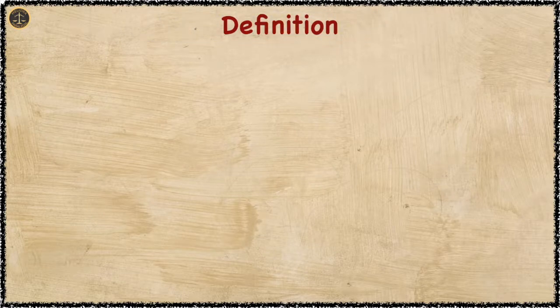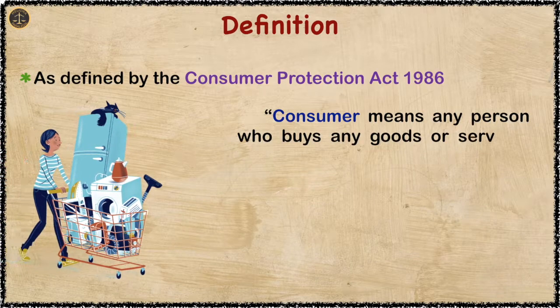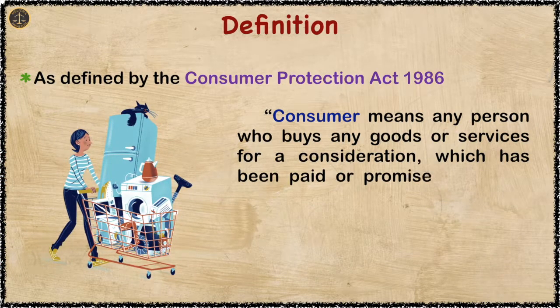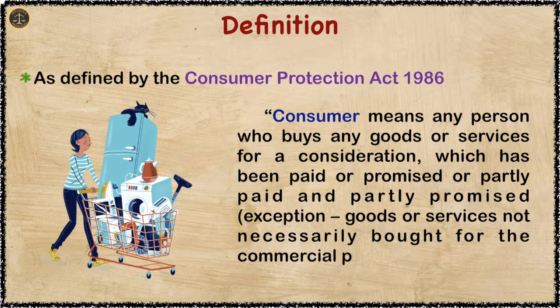As defined by the Consumer Protection Act 1986, consumer means any person who buys any goods or services for a consideration which has been paid or promised or partly paid and partly promised. However, there is an exception, that is, goods or services not necessarily bought for the commercial purpose. So if you bought any goods or services, then you have certain rights as provided by the Consumer Protection Act 1986. These rights protect your money as well as your interests.